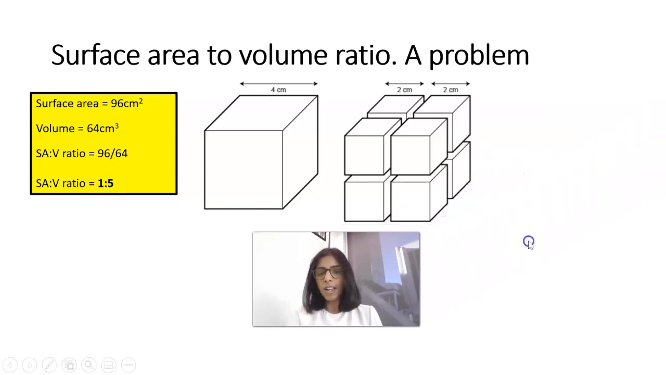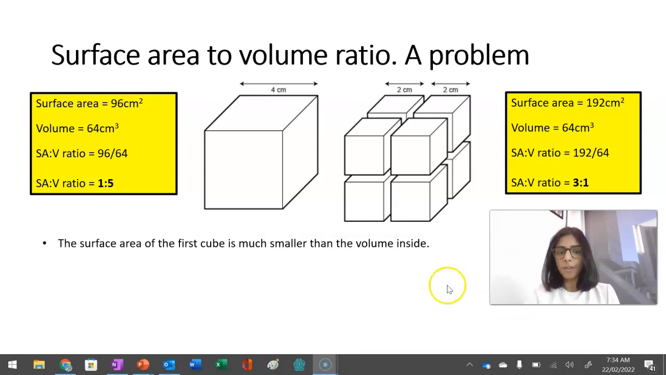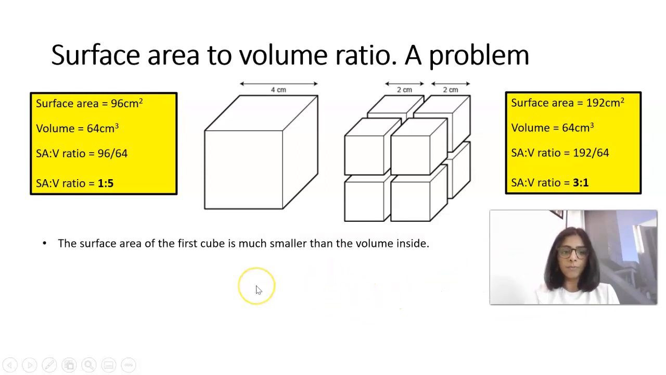Now, if we look at our smaller cubes, again, the total surface area is 192 square centimeters, and the volume is 64 cubic centimeters. If we find that ratio, we see that the numbers are flipped, and the larger number is at the front, so there is more surface than volume inside. This is important to note. What we are saying here is the surface area of this cube is much larger.